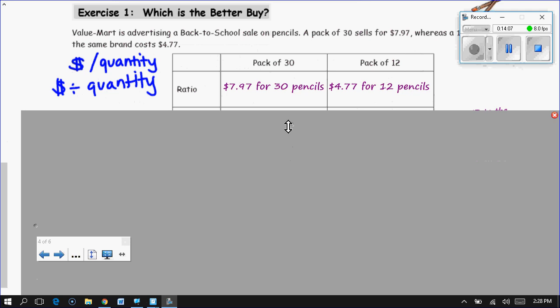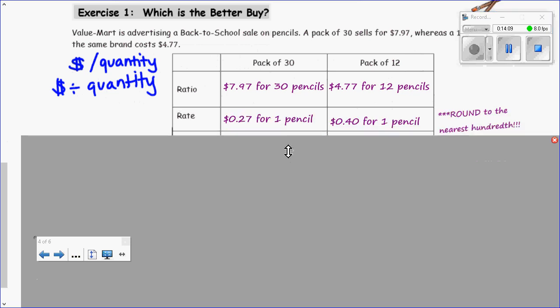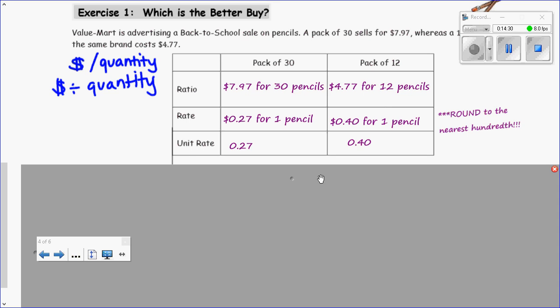Okay, the pack of 30, when I divided $7.97 by 30, I get about 27 cents for one pencil. The pack of 12 is about 40 cents per pencil. That's actually a pretty big difference when you're talking about one pencil. So this pack of 30 is a much better deal. It does cost more than the pack of 12, but you're getting 2.5 times as much. So the unit rate here is 0.27, and the unit rate here is 0.40.